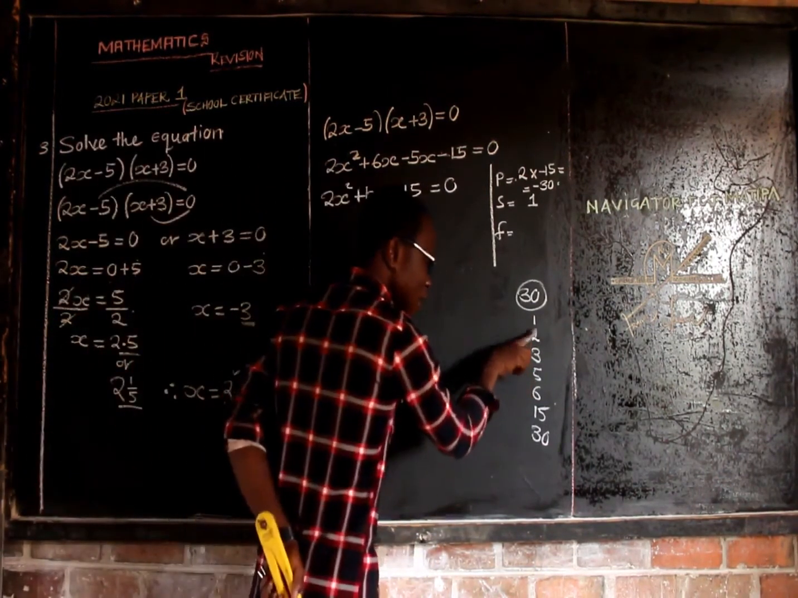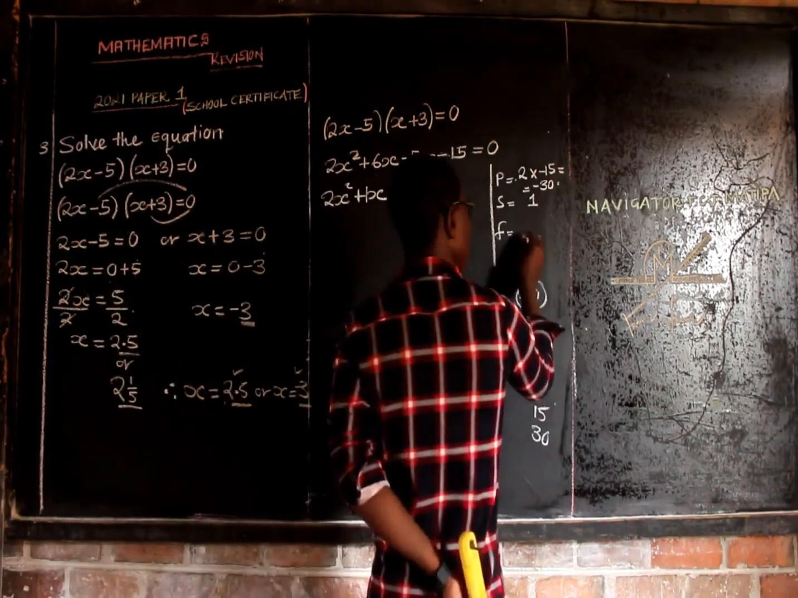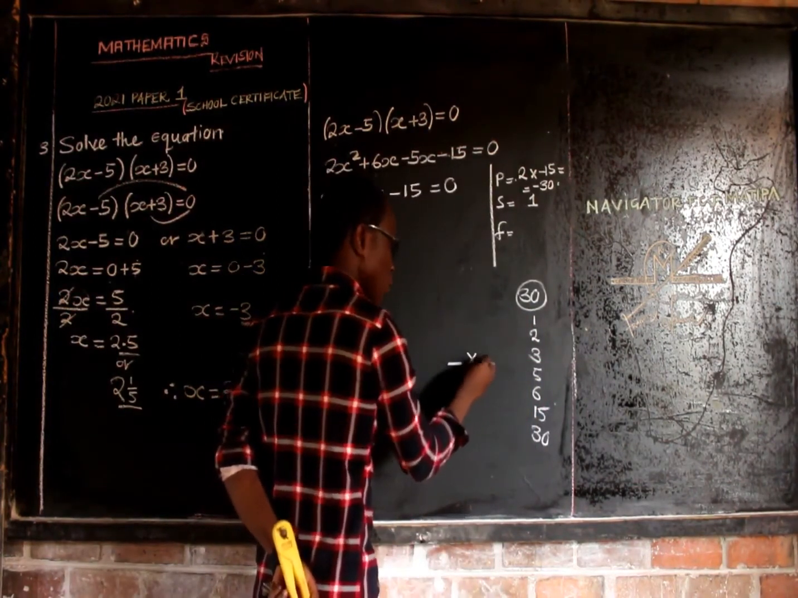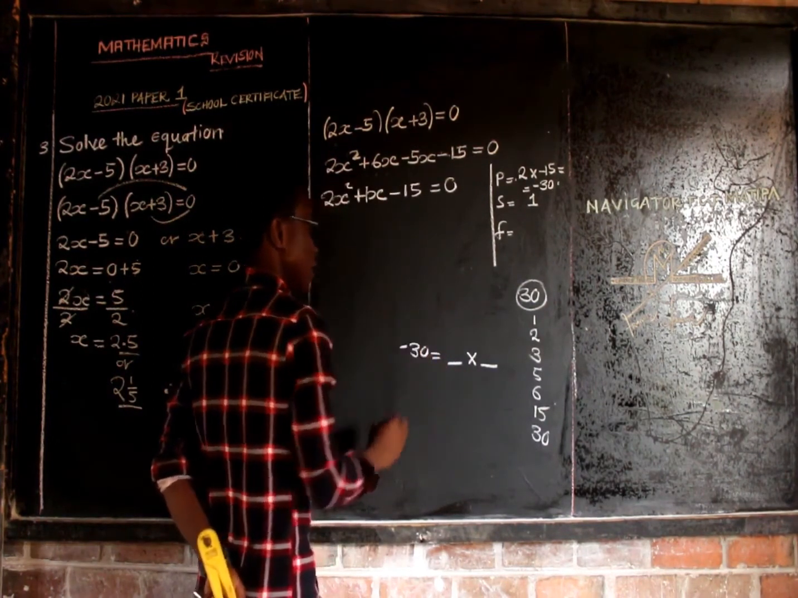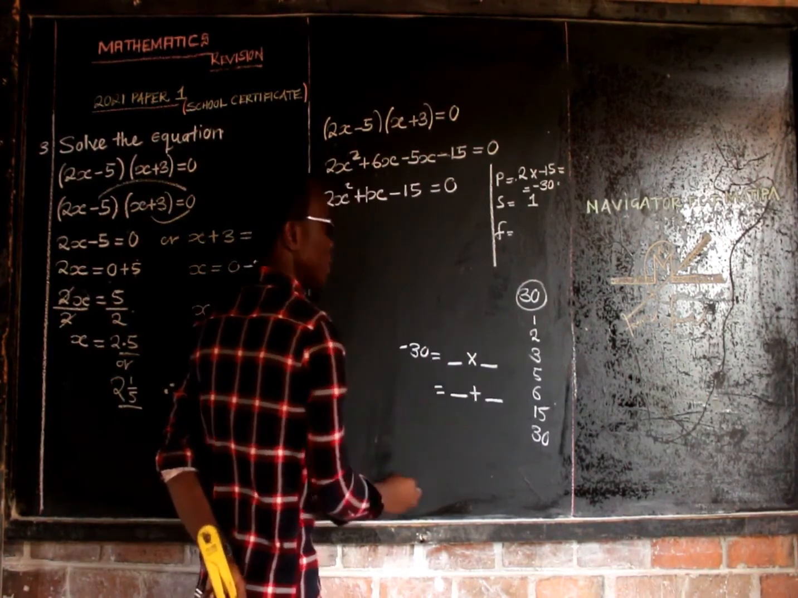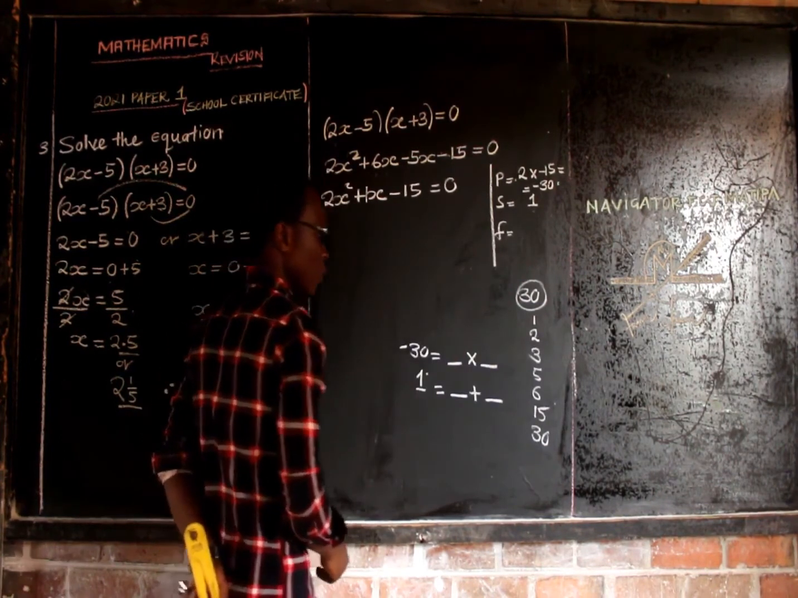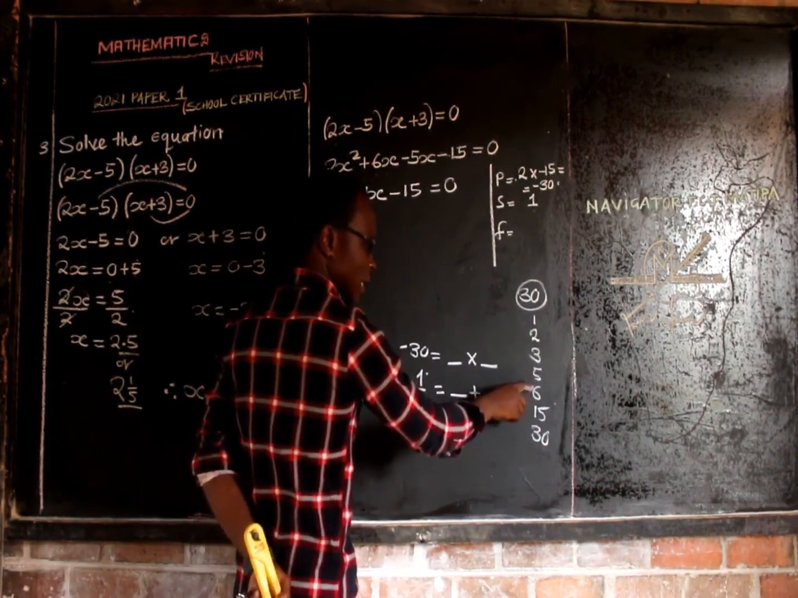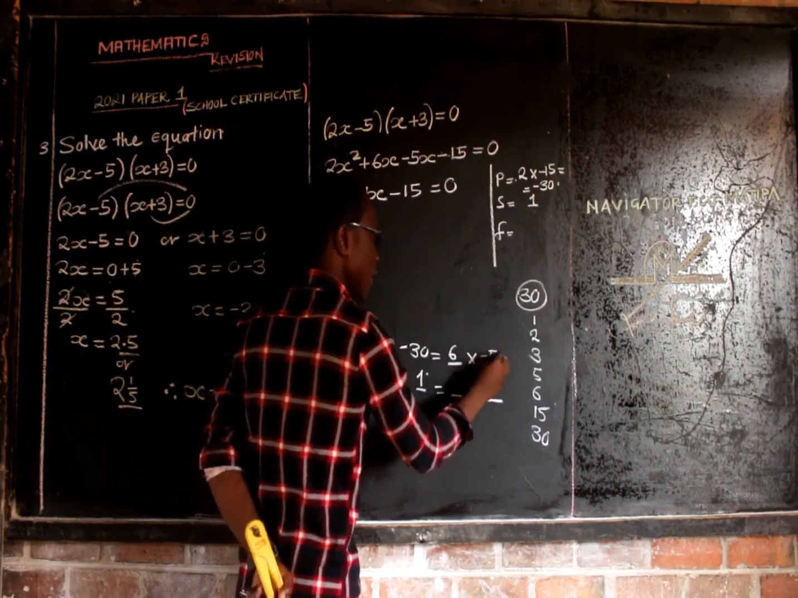So now, out of these factors of 30, let us look at two factors whereby if we multiply these two factors, they should give us negative 30. And if we add the two factors, they should give us the sum, which is positive 1. Which numbers are those? So this one and this one, 6 and 5. So let's say positive 6 times negative 5.